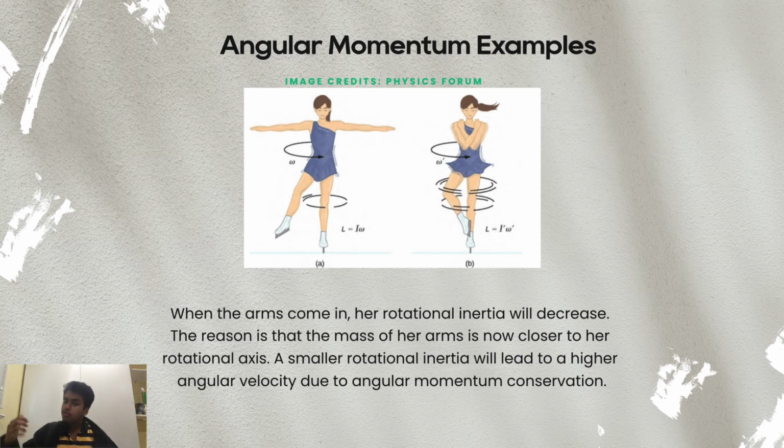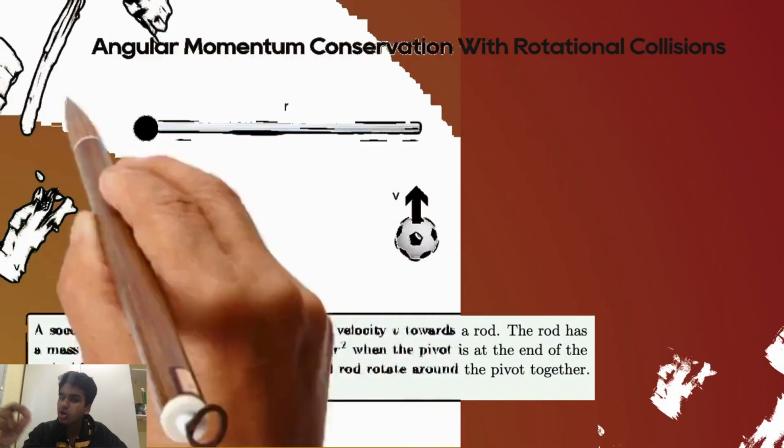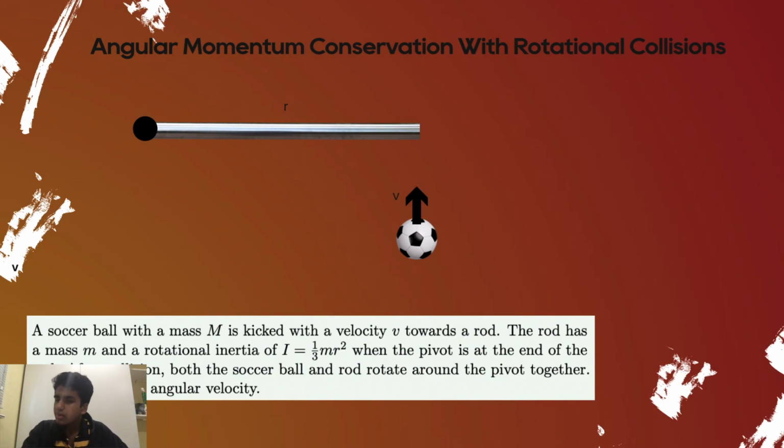Well, when the arms come in, all this mass in her arms is now concentrated near her axis of rotation. Because she's rotating around her axis, now it's all concentrated around it. It's going to be super close to it. So that means the rotational inertia decreases because all that mass comes closer. And since we know that angular momentum is conserved and her rotational inertia decreases, the angular velocity must go up.